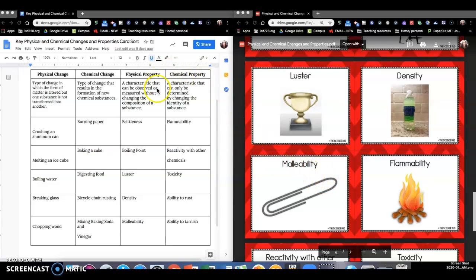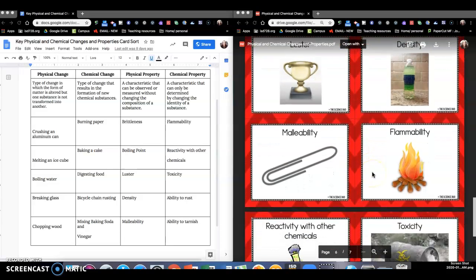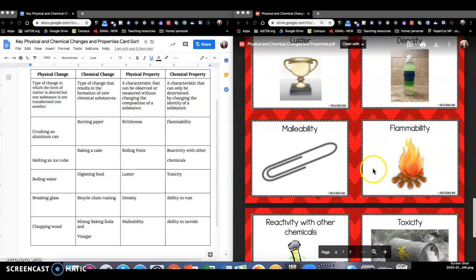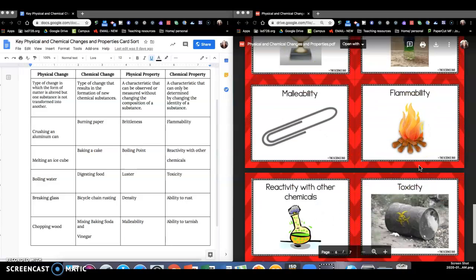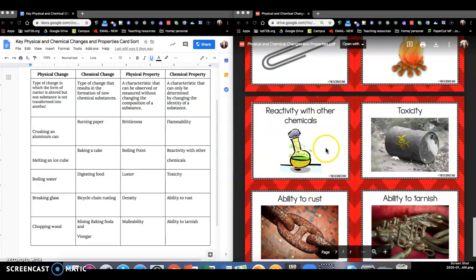Chemical properties are characteristics that can only be determined by changing the identity of the substance or attempting to change the identity. We can only determine if something has these properties by testing it, and a lot of times in testing it, we actually change the identity of the substance and cause a chemical change to occur. Flammability is one. If I want to know if something's flammable, I have to try to light it on fire and see if it lights on fire. Reactivity with other chemicals: if I want to know if it's reactive, I actually have to mix them together and see what happens.